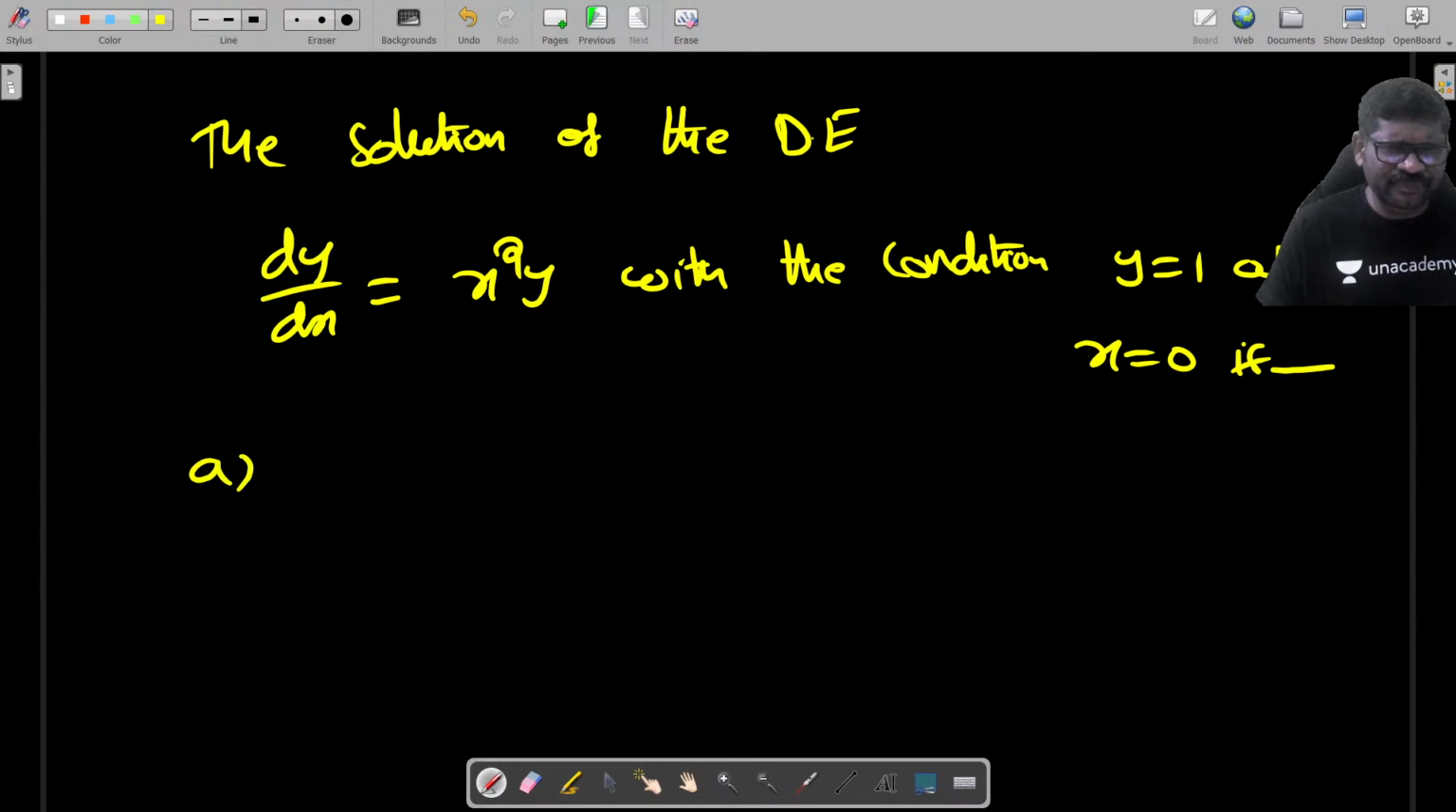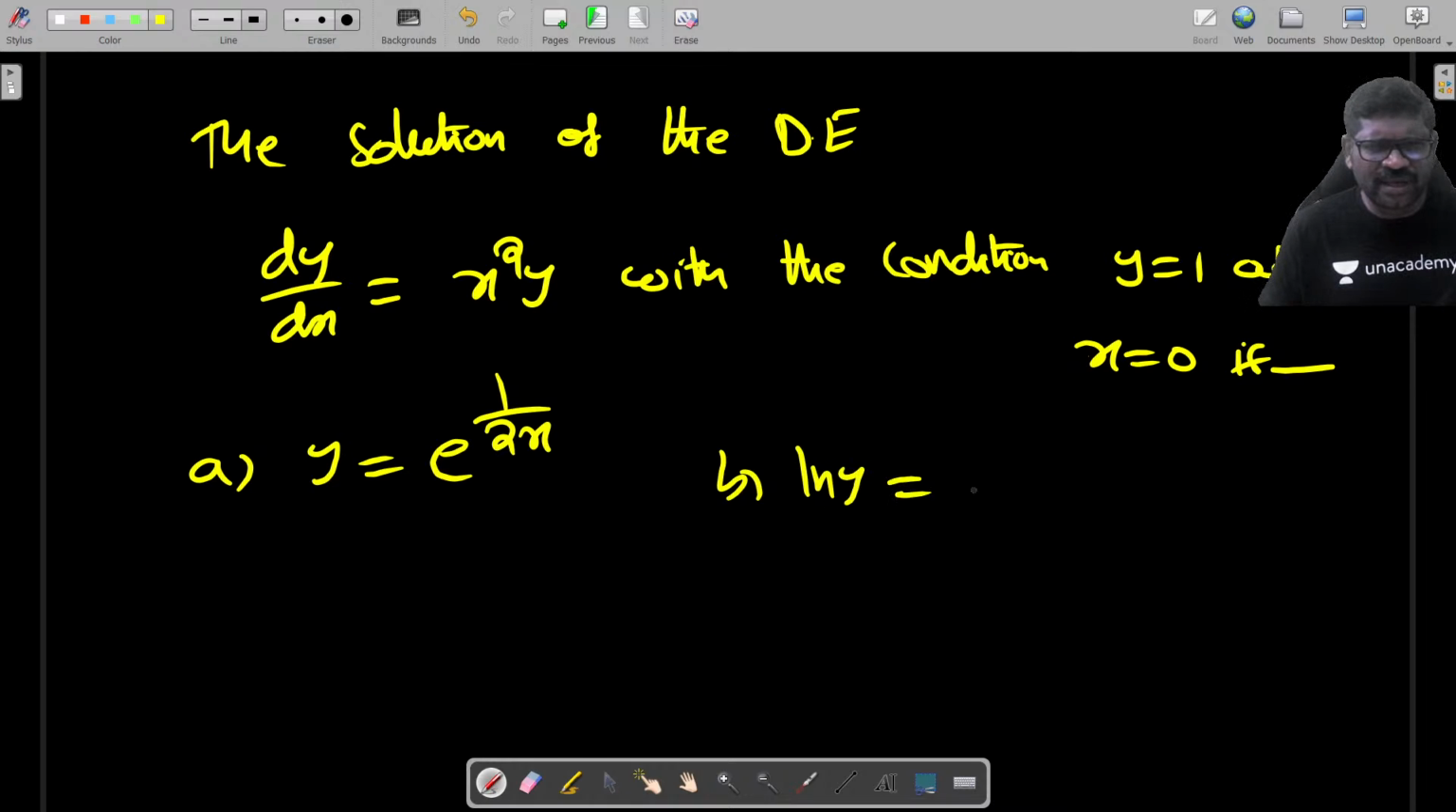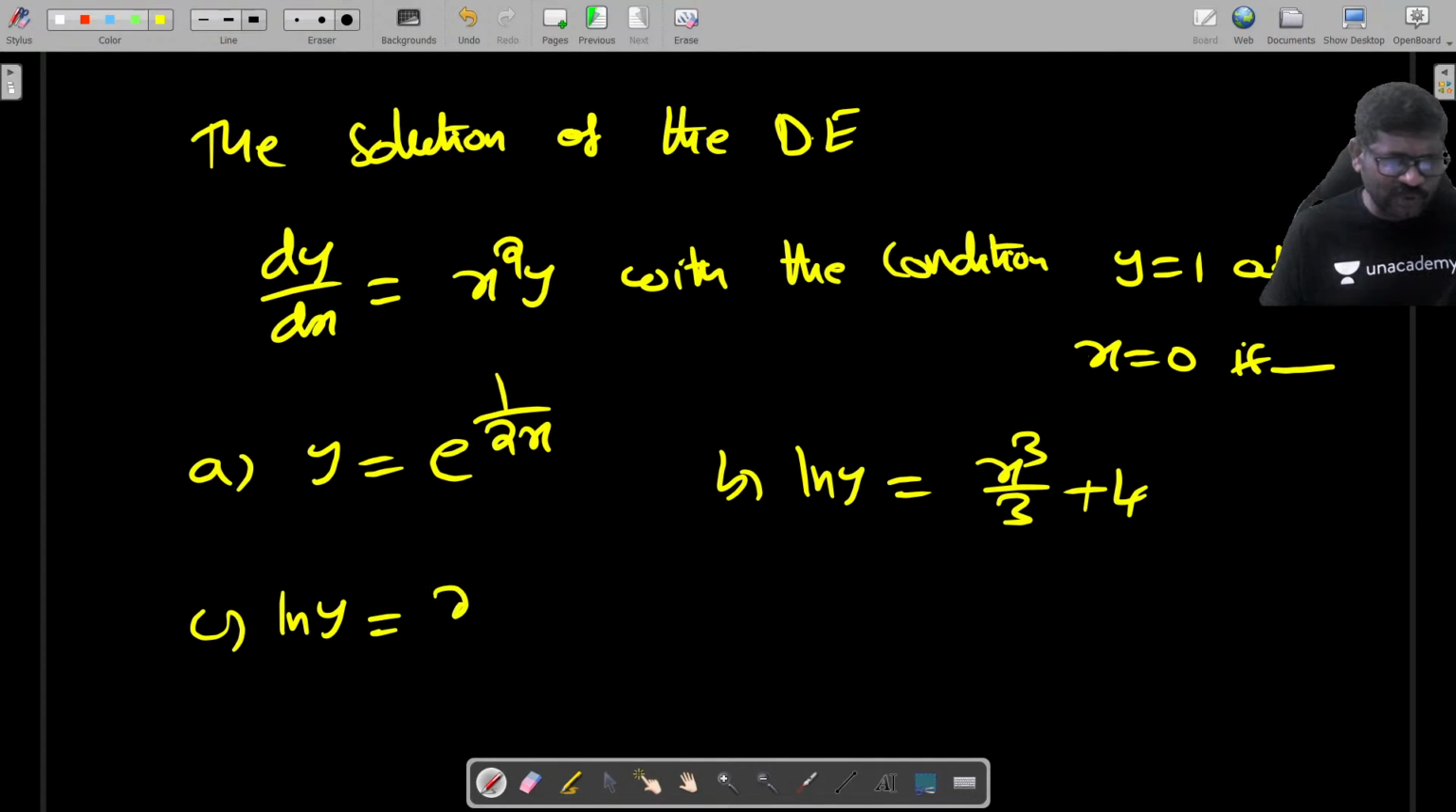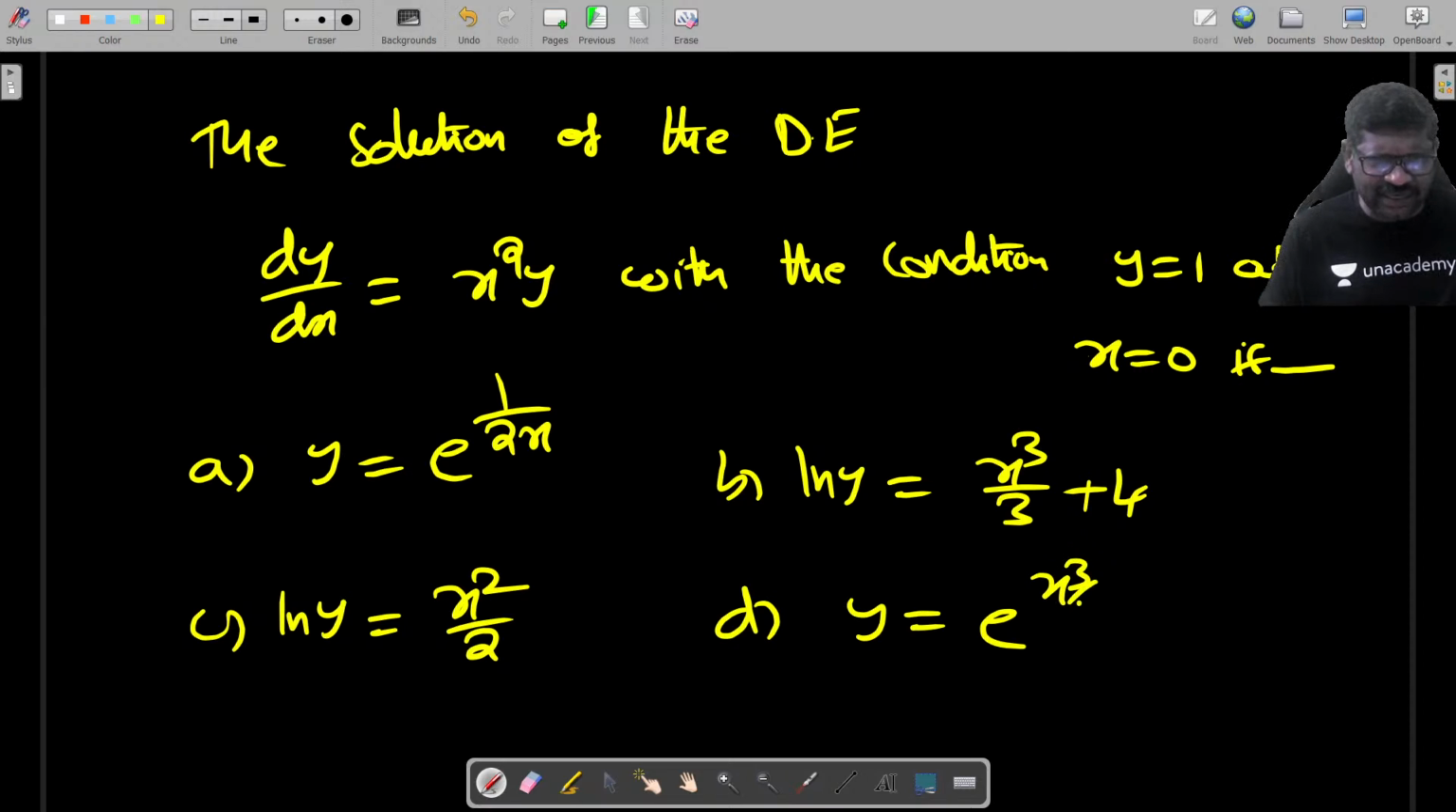First option, y is equal to e power 1 by 2x. Second option, log y is equal to x cube by 3 plus 4. Third option, log y equal to x square by 2. Fourth option, y is equal to e power x cube by 3.